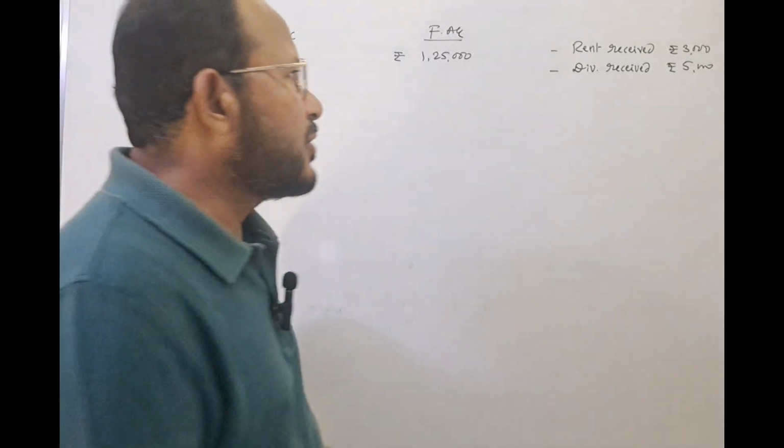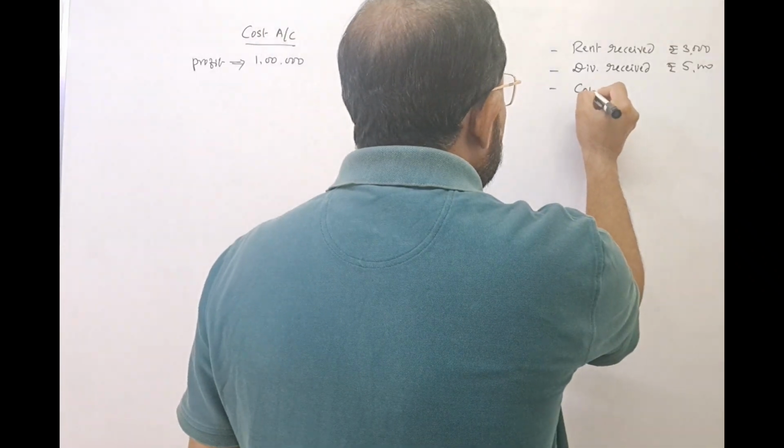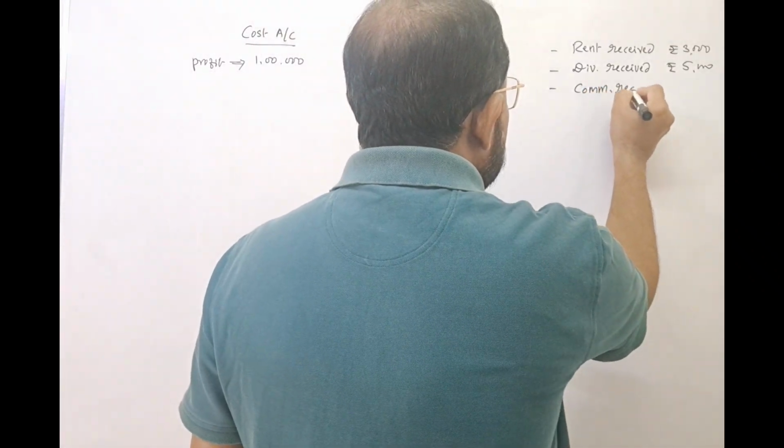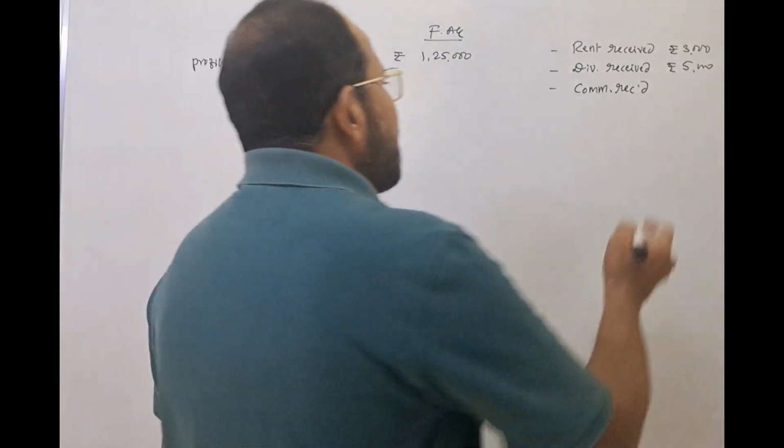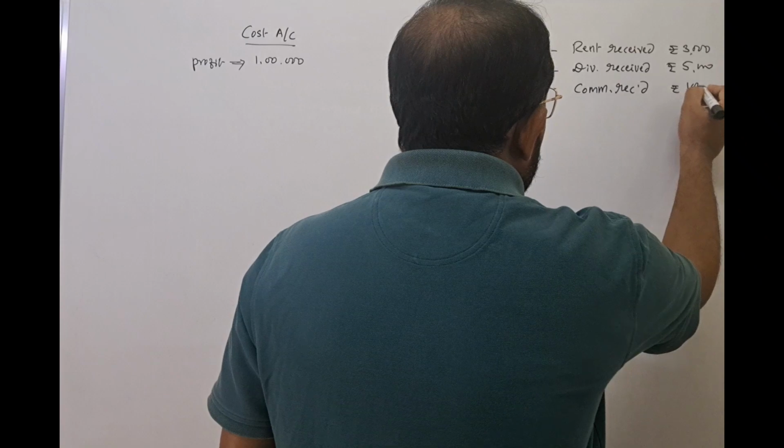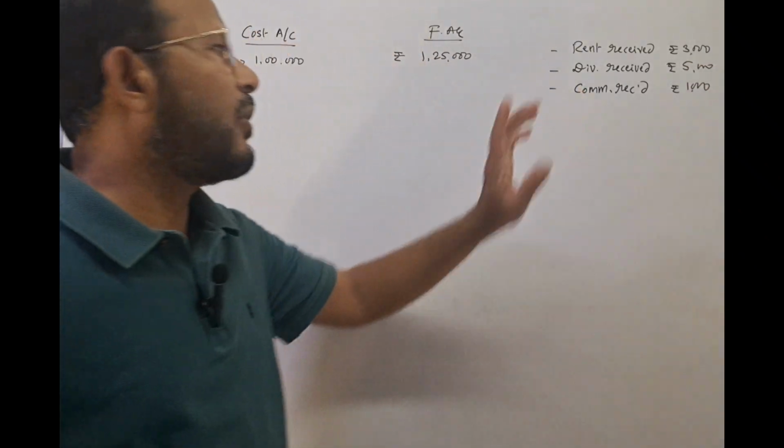And the next one, you can also take one more example, commission received. Commission received. This is also an item of income. You take amount rupees 1,000. This is also recorded where?